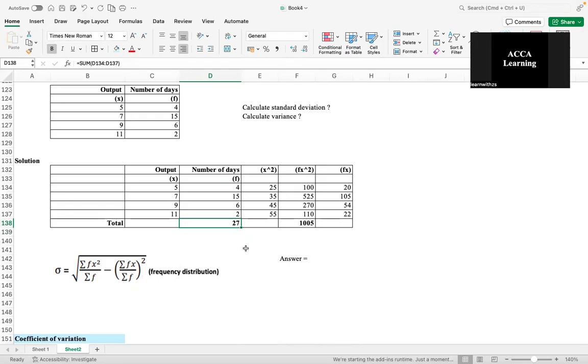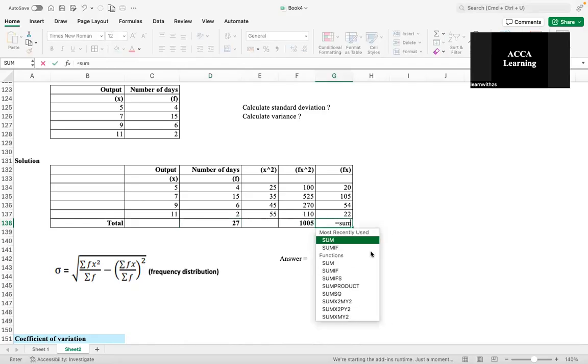Then you need your summation F. You need summation Fx, right? So sum of all of this, correct?